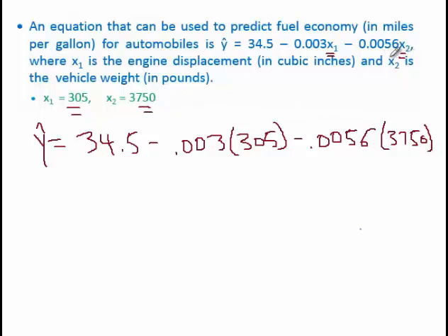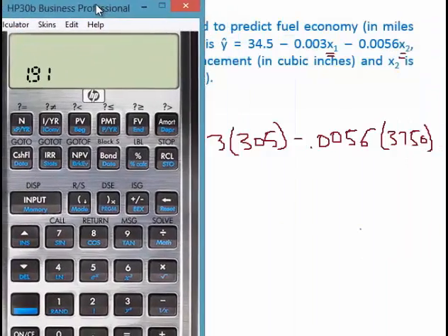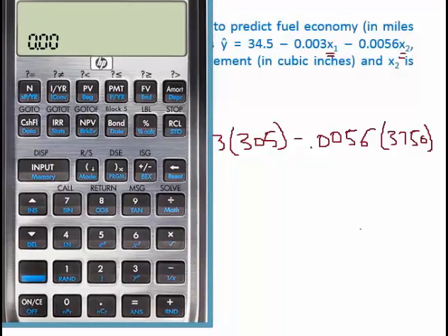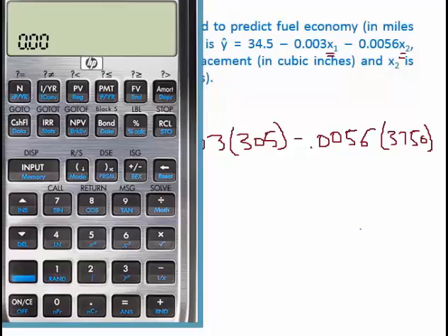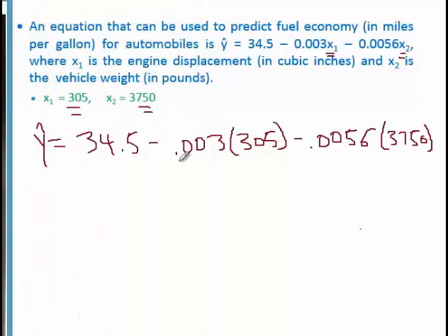And to figure this out, we could do it by hand, but it's easier just to do it with a calculator. So I am going to clear this, and I'll say, what did we have? 0.003 times 305 equals 0.92. So I'm going to put a 0.92 over here.